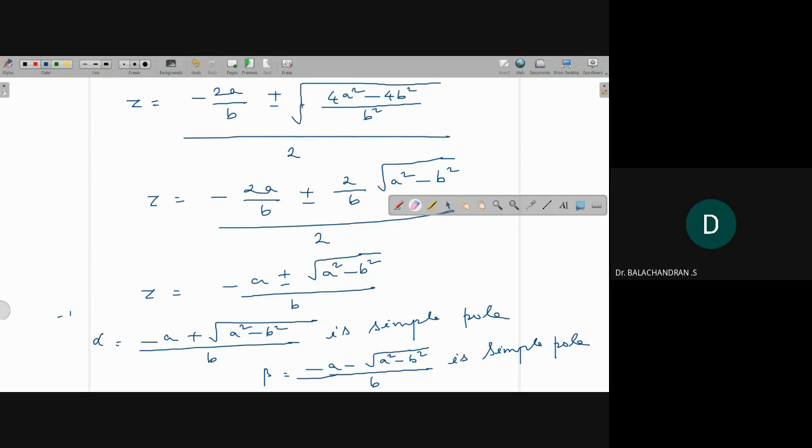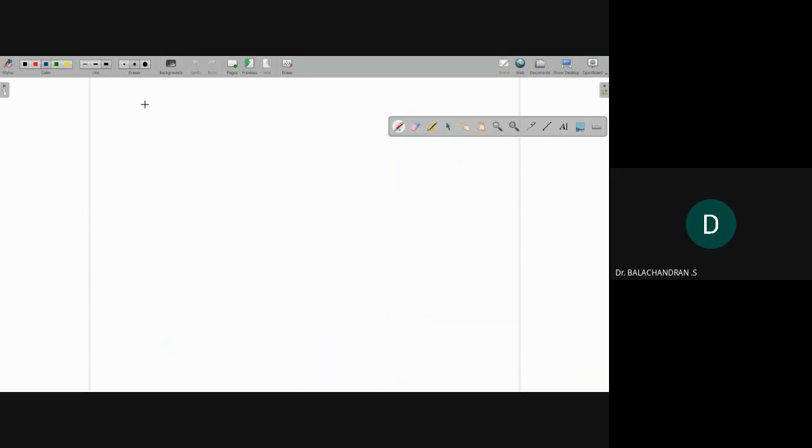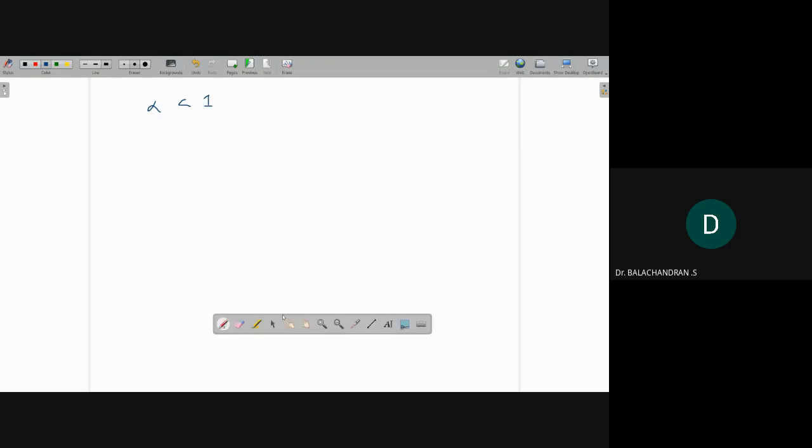But I can't say it's a proper proof. The reason is, I am assuming this is less than 1, or you can assume it's greater than 1. That is up to you. So alpha is less than 1. So that means assume alpha is less than 1.